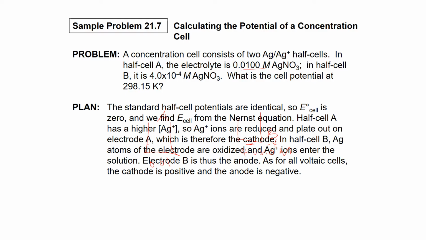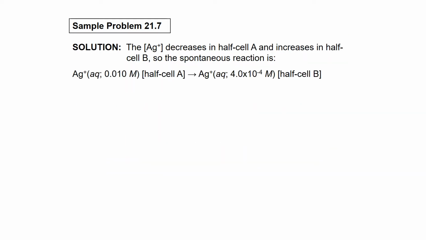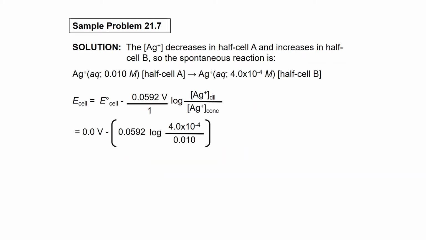In half cell B, silver atoms of the electrode are oxidized and silver ions enter the solution. So electrode B is thus the anode. As for all voltaic cells, the cathode is positive and the anode is negative. With that, we are able to break it down, write it, and draw it. If you are asked to draw the cell, you should be able to draw it.